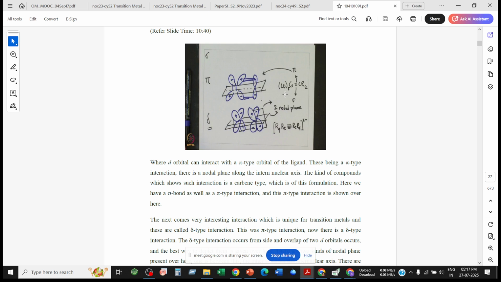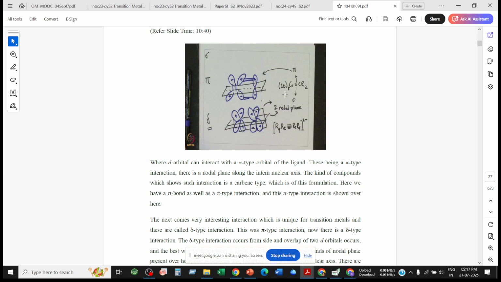Pi bond formation: this is dyz and dxz. So dxz and dyz are involved in the pi bond formation, and the remaining dxy will be involved in the formation of a delta bond. The eg orbitals, that is dz square and dx square minus y square, will be involved in the sigma bond formation. The dxz and dyz orbitals will form the pi bond, and the dxy orbital will be involved in the formation of the delta bond.